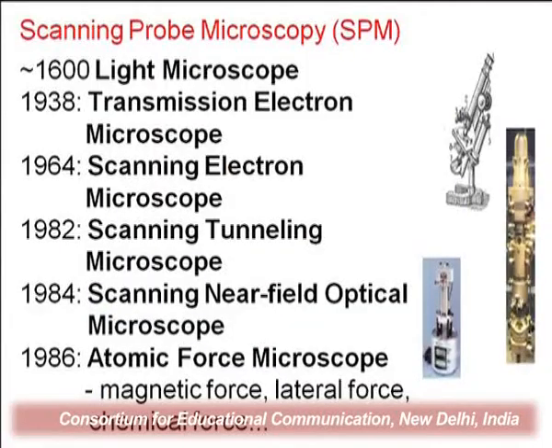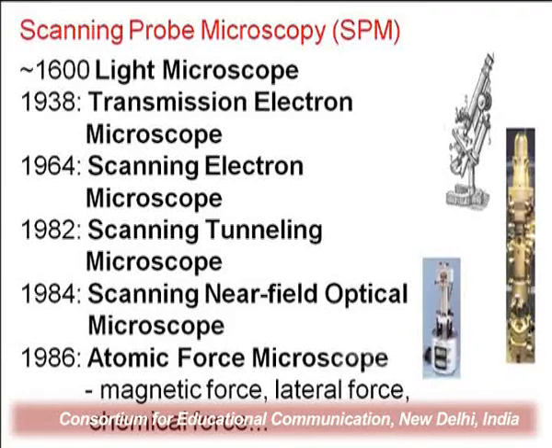First we discuss how the inventions have been done. In 1600, the light microscope was discovered, and in 1938 the transmission electron microscope came into account, to study transmission through the electron beam for surface analysis. In 1964, the scanning electron microscope was discovered. In 1982, the scanning tunneling microscope. In today's lecture, we discuss this scanning tunneling microscope.